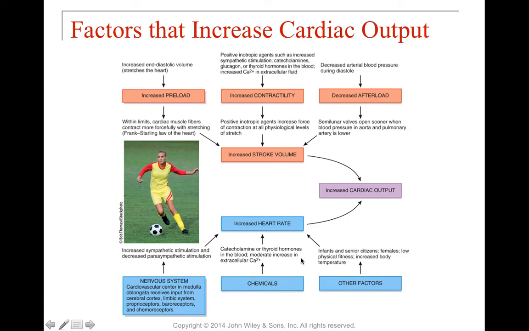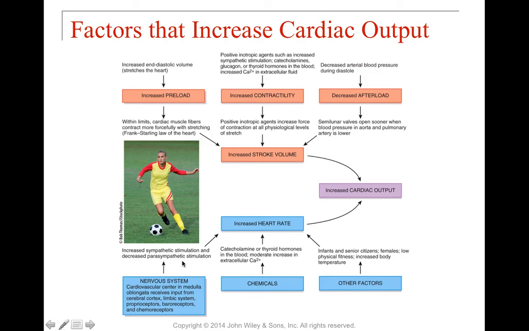All right, so we're going to switch to this side. We're talking about the heart rate. So the nervous system we've talked about extensively. The parasympathetic and sympathetic nervous system are very involved in cardiac output by increasing or decreasing the heart rate. So that's going to be regulated by the medulla oblongata. It gets information from things like the cerebral cortex, the proprioceptors, the baroreceptors, the chemoreceptors. We just talked about that, and that's going to result in an increased heart rate by having increased sympathetic stimulation or decreased parasympathetic stimulation, either one.